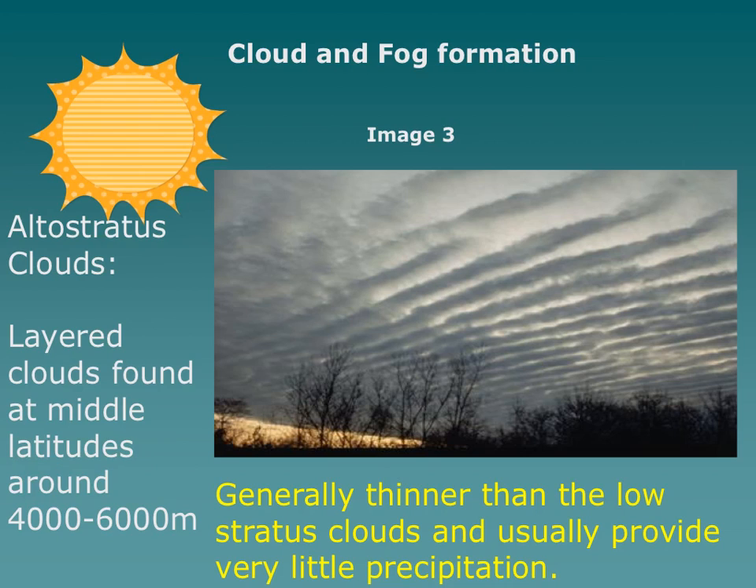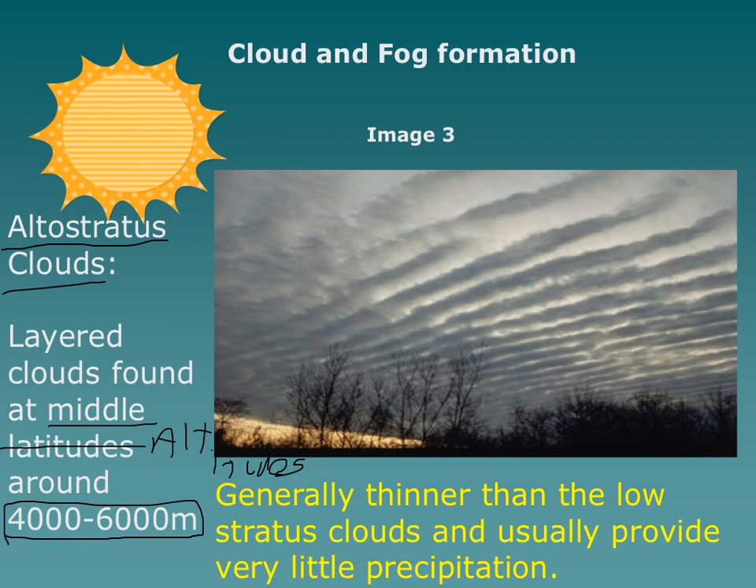Third type, the Altostratus clouds. Alto generally means a little higher. So the Altostratus clouds, they're again layered clouds. They form in the middle altitudes, 4 to 6,000 meters up. Alright, and again, they look kind of like the stratus clouds, but they look a little higher, and you can see the different rows and everything.